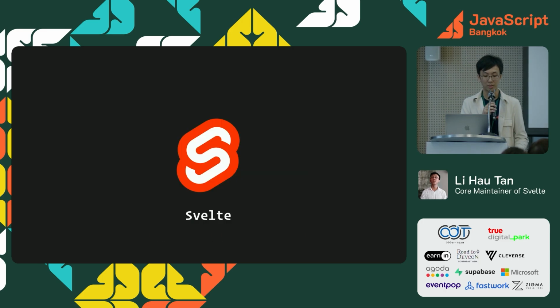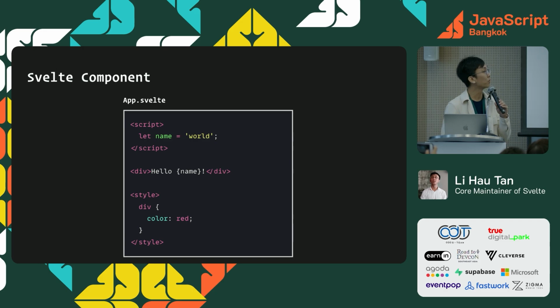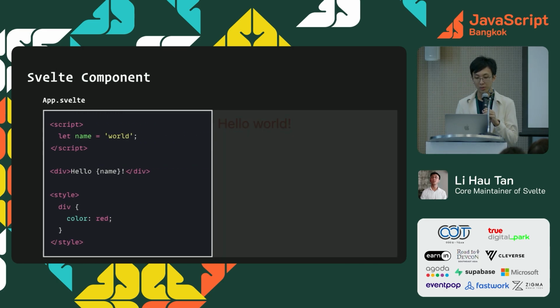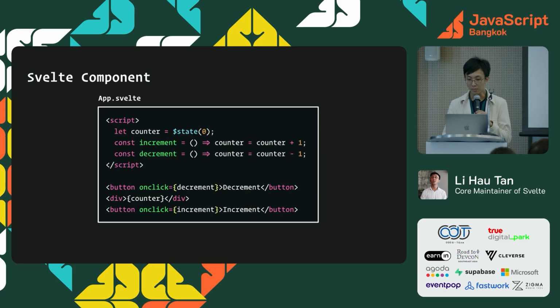So what is Svelte? Well, Svelte is a compiler-based framework. This is how you write a Svelte component. The Svelte syntax closely resembles HTML syntax. And you can define variables in script tags and use them in the HTML using curly brackets. And you can define CSS in the style tag. So in this case, we've made the text red.